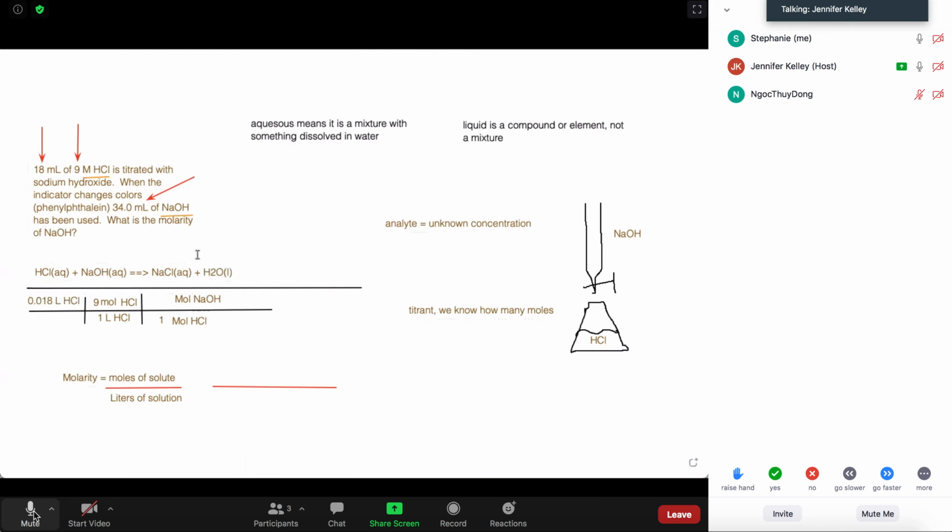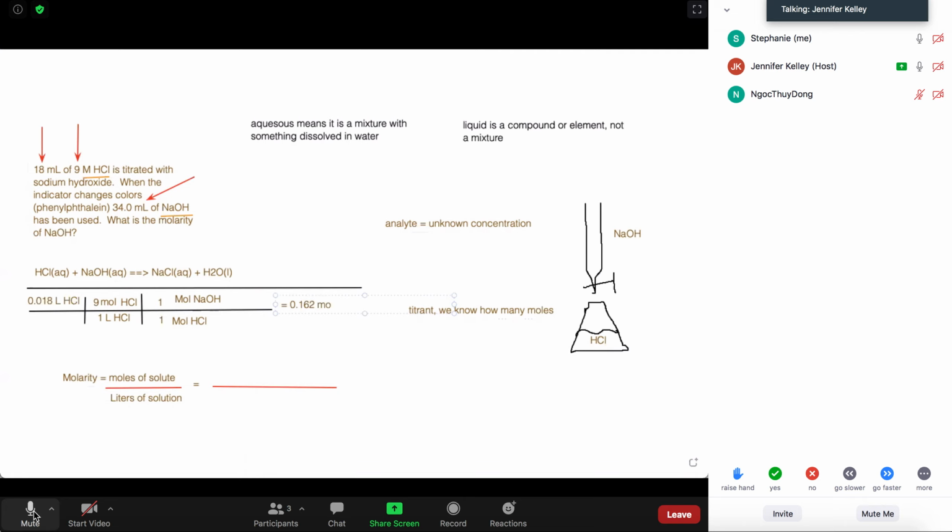All right, and this one just so happens that it's balanced already. So it's a 1-to-1 ratio. So how many moles of sodium hydroxide did we end up with? 0.162.